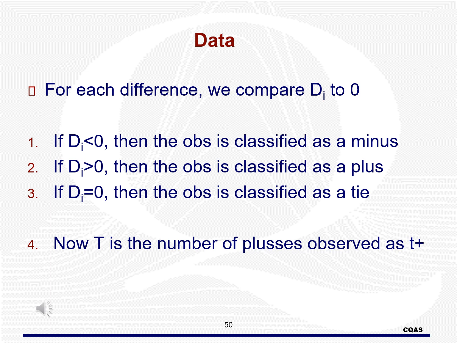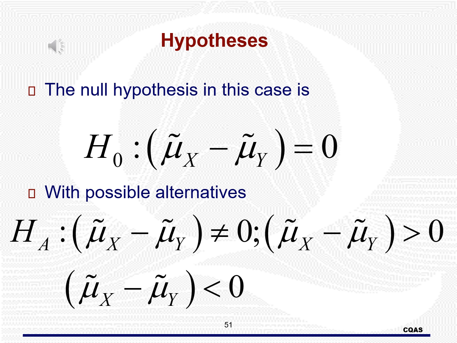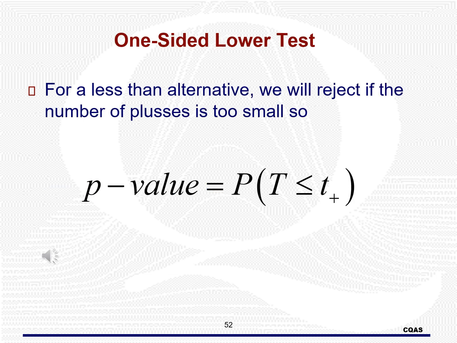Now let's look at the hypotheses. The null hypothesis will be that the difference in the medians is equal to 0. The possible alternatives will be greater than, less than, or not equal to. Now let's look at each of the tests and how to find the p-values. For the less than alternative, we will reject when the number of pluses is too small. This indicates that the median for population X is probably smaller than the median for population Y. We can calculate the p-value by calculating the probability given on the slide with the binomial distribution with n equals number of non-tied pairs and pi equals 0.50.